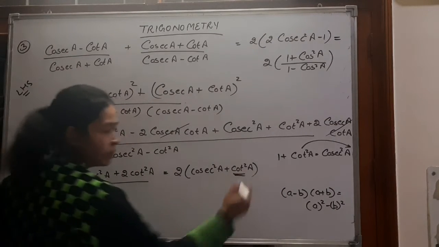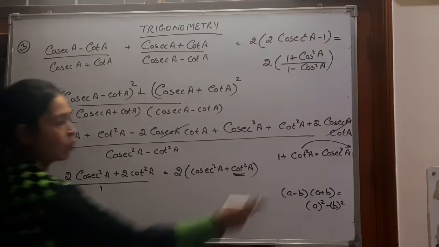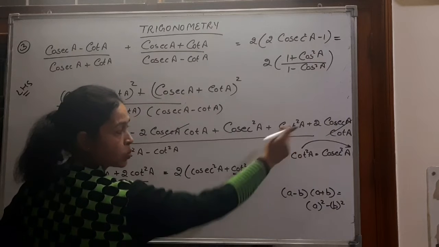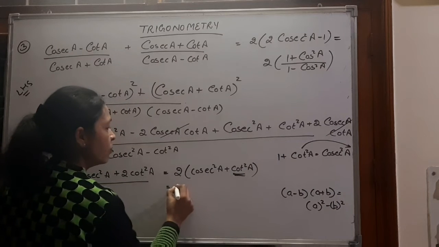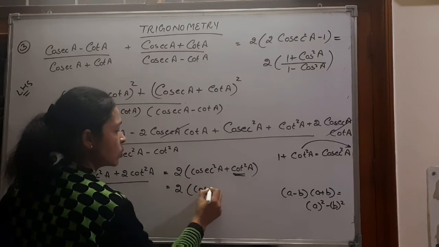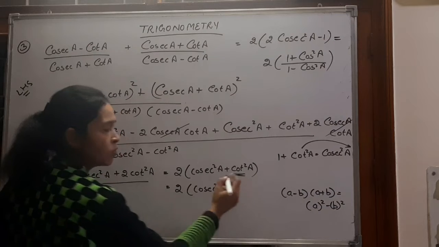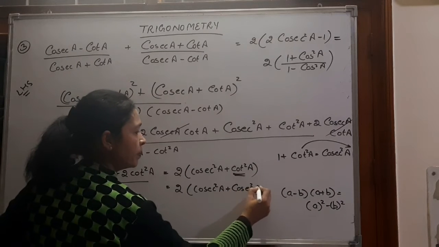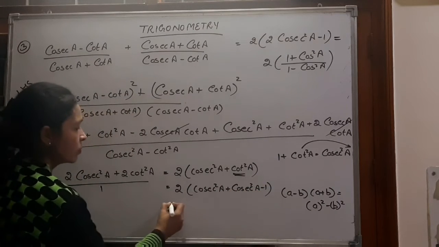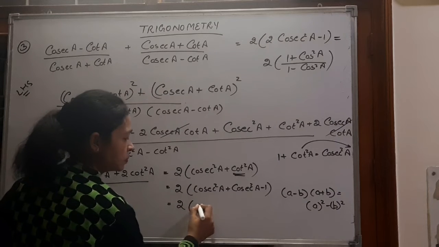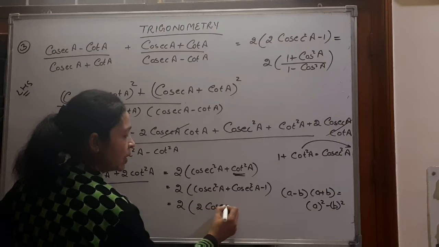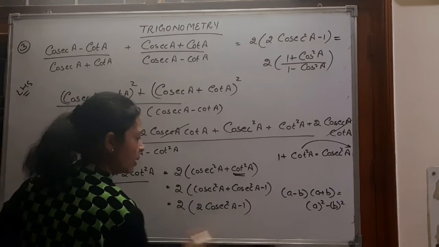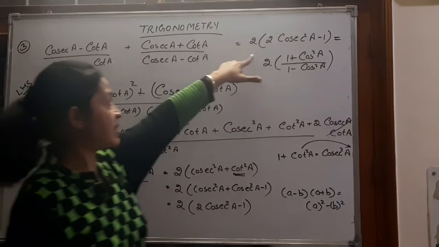What we will do is change cot square A. And what is cot square A? Cosec square A minus 1. We have 2 times cosec square A plus, in place of cot square A, we write cosec square A minus 1. That is 2 times (2 cosec square A minus 1). This is our second answer.